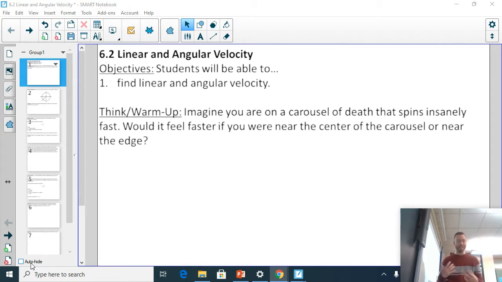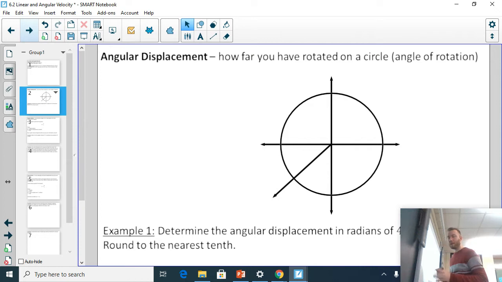And for the think slash warm up, I say imagine you're on a carousel of death that spins insanely fast. Would it feel faster if you were near the center of the carousel or near the edge? I think most of us would agree, if we could imagine ourselves on a carousel that's spinning super fast, the edge would feel faster, because we're moving more distance in the same amount of time that the whole thing is turning. And we'll get a little into that with linear and angular velocity.